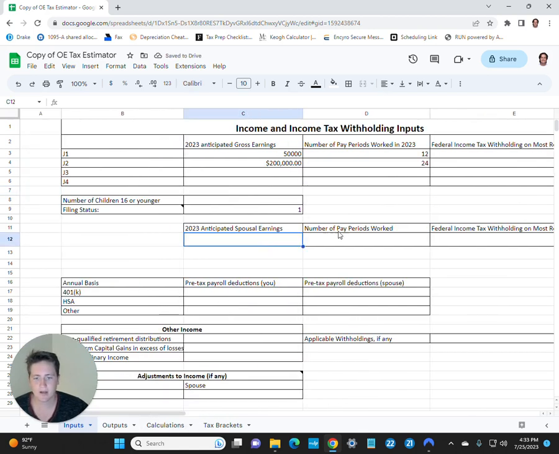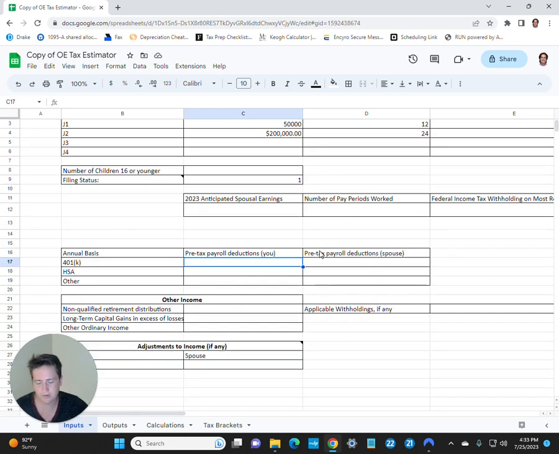They don't have a spouse, but if you did have a spouse, you would put their spousal earnings here. Sorry guys, this calculator does not work if both you and your spouse are overemployed. But props to you if that's the case. Way to hustle.